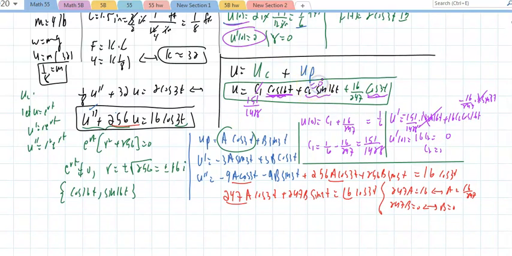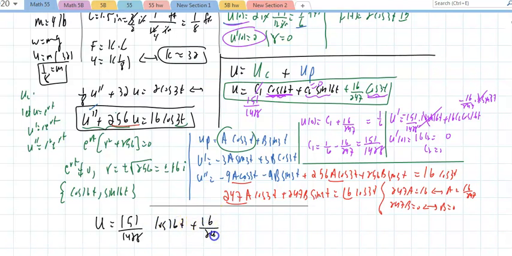Very good. So my solution to this entire problem, the way this graph will behave, find me a formula for u. That would be 151 over 1428, the cosine of 16t, plus 16 over 247, the cosine of 3t. So it's a combination of a cosine and a cosine. All right.